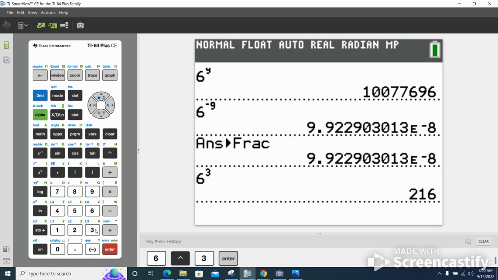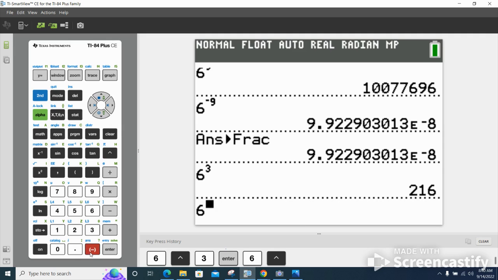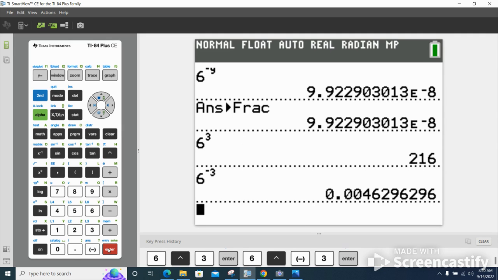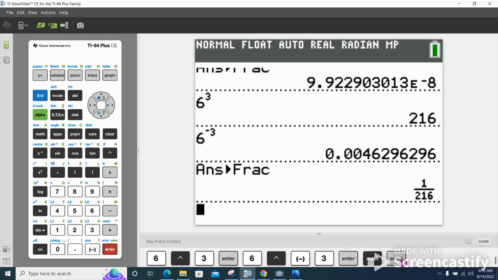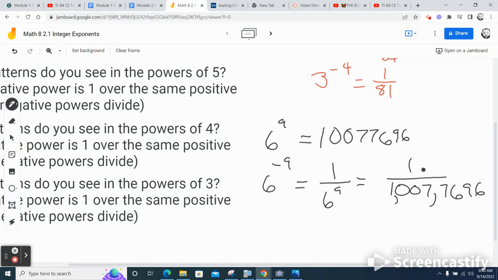If I say 6 to the 3, right, and then 6 raised to the negative 3, and then convert that. See how it's 1 over 216? Does that make sense? All right. So that number was correct. We just weren't able to verify. There are some limitations on these calculators. Okay. So this is correct. Does that make sense to you guys?